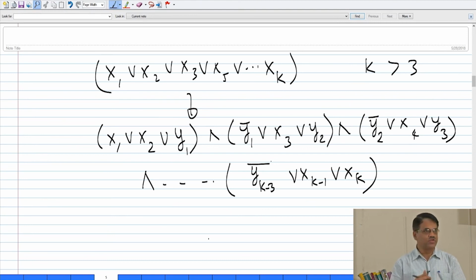Now I claim that these two are equivalent in the sense that if you have some assignment that satisfies this, there will be some assignment that satisfies this, and vice versa. Is the reduction clear? Okay. I am not going to give a formal proof, but I'll just walk you through a reasonably complete proof.